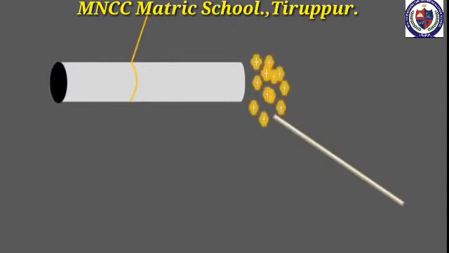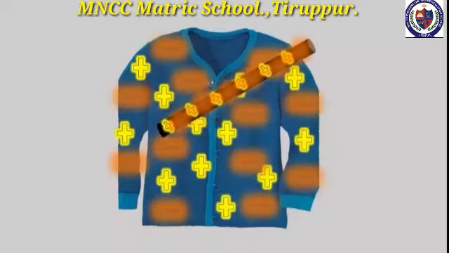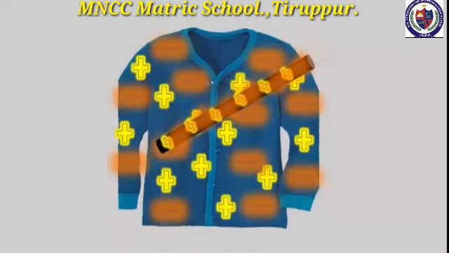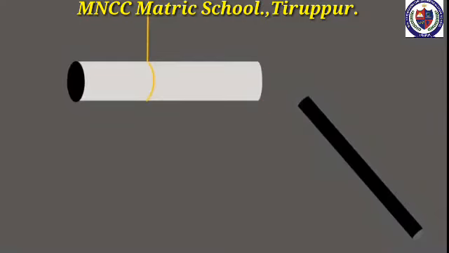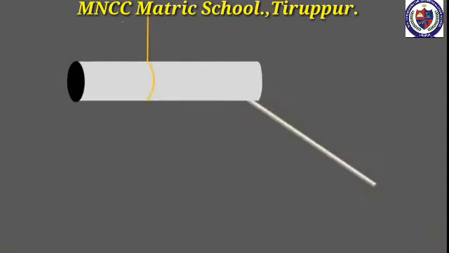Take an ebonite rod and rub it with wool so it becomes negatively charged. Now bring the ebonite rod near the paper cylinder. The cylinder gets attracted towards the rod. The charges of an object getting transferred to another object by bringing it in contact is called charging by conduction.